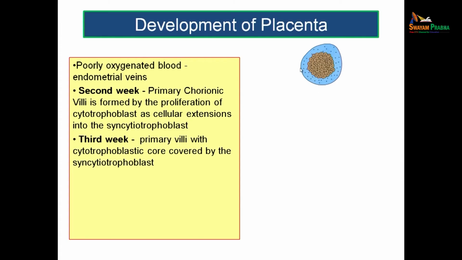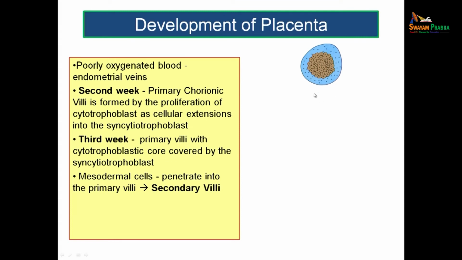So, this is the cut section of a primary chorionic villus. You can see in the middle this is a section of cytotrophoblast, and towards the periphery you have the syncytial trophoblast. If you take a primary villus and take a cross section, this is how it looks like. By 3rd week, the primary villi with the cytotrophoblastic core will be covered by the syncytial trophoblast, and at this moment the mesodermal cells will be penetrating into this primary villi.